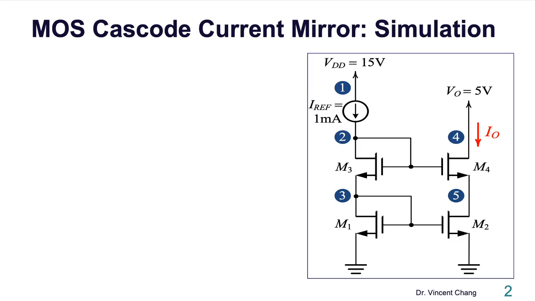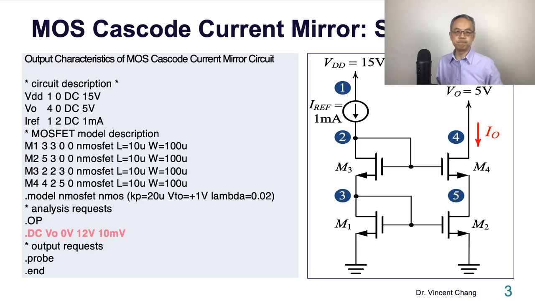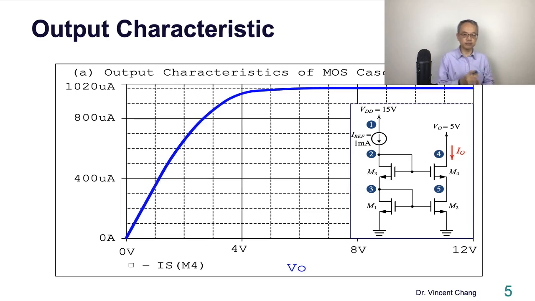The circuit on the right-hand side is the cascode current mirror. On the left, it shows the SPICE simulation code. So pay attention to the command. .dc is the DC sweep command. Sweep what? The output voltage from 0 to 12 volts with a step size of 10 millivolts. And this is the result.